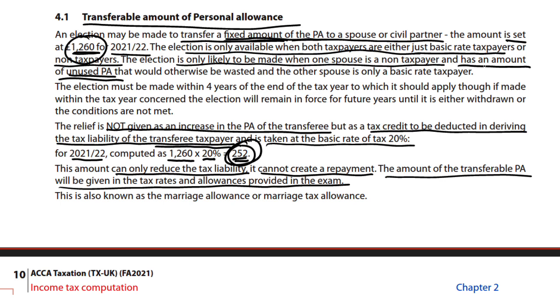So, as we've said, the transferor has an amount of unused personal allowance that would otherwise be wasted, and the other spouse is just a basic rate taxpayer. In that situation, you can move £1,260 of personal allowance that would otherwise have been wasted across to the transferee spouse or civil partner, and that benefits to the tune of a 20% tax credit, a reduction by £252 in their tax liability. In that circumstance, it's worthwhile.